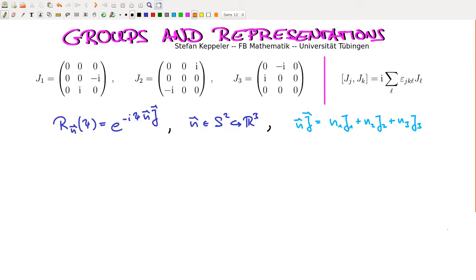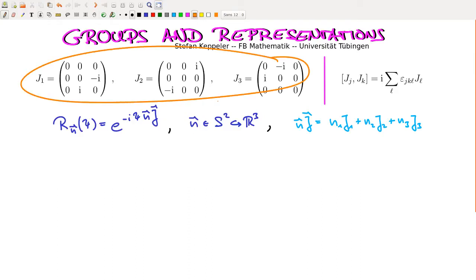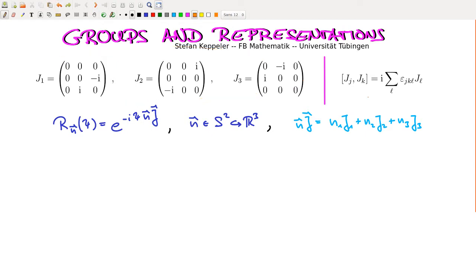Here we have a basis for the Lie algebra SO(3), and here you see the commutation relations. The bracket here is the matrix commutator, and i times that would be the Lie bracket. And we want to study the exponentiation of a Lie algebra element.